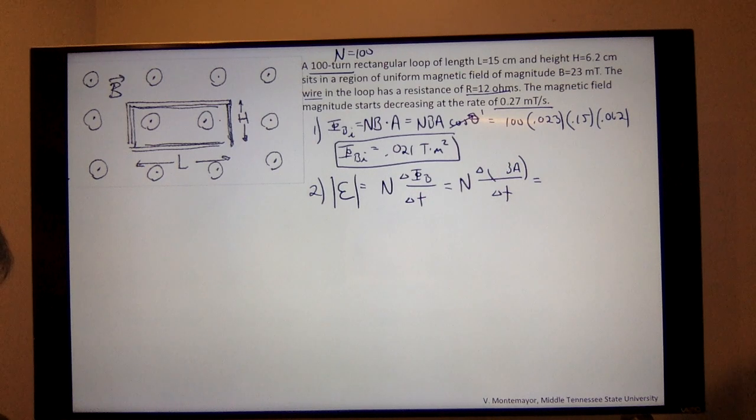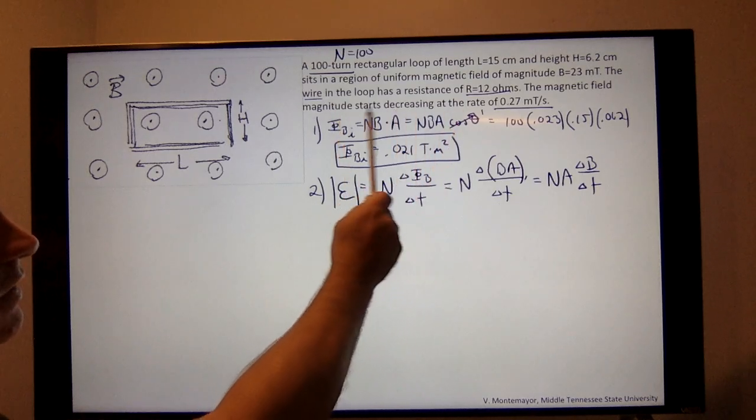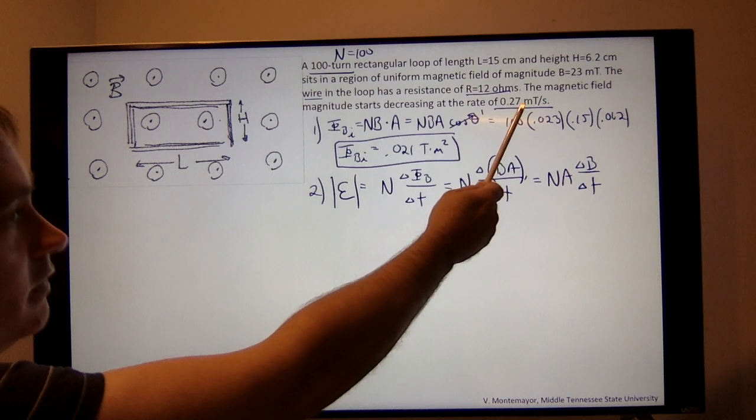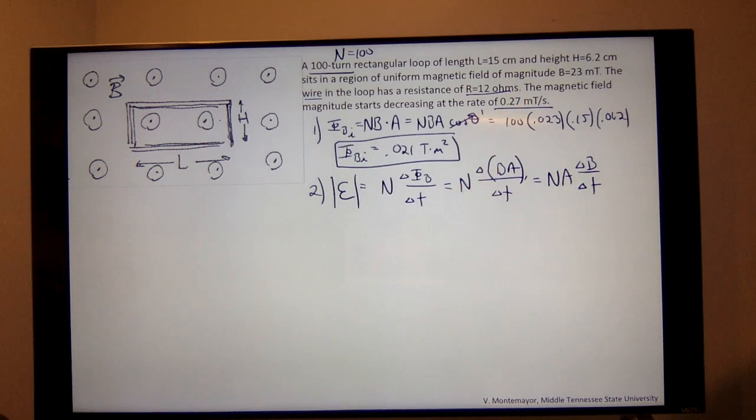We already included the N on the outside. This is just B times A. So let's see, the area is not changing. So I have N times A delta B delta T. And this delta B delta T is the rate of change of the magnetic field, which they gave us there.